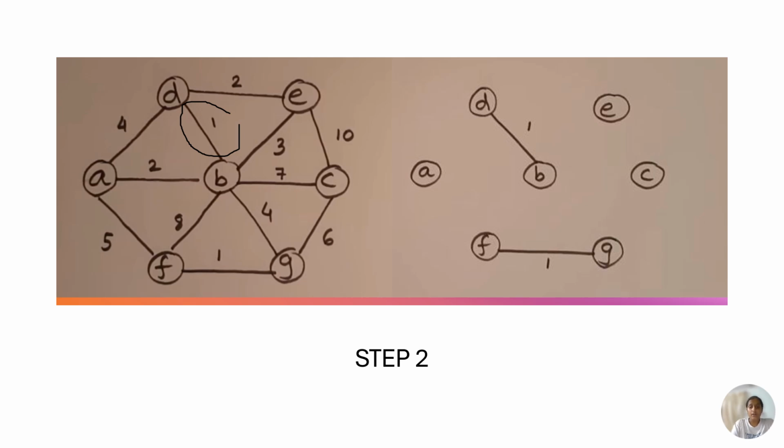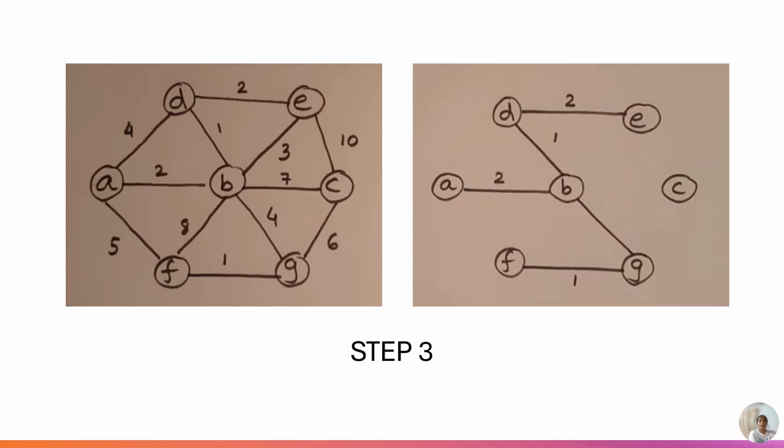After 1, you need to see the next smallest number in the graph. The next smallest number is 2. There are two 2's over here. One is connected from A to B. So let's connect A to B, and that becomes 2, and D to E, that becomes 2. This is the third step.